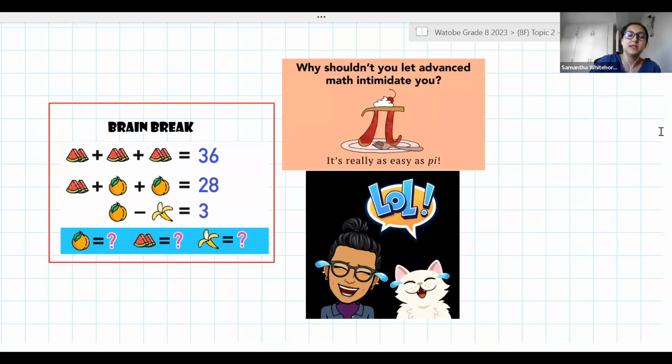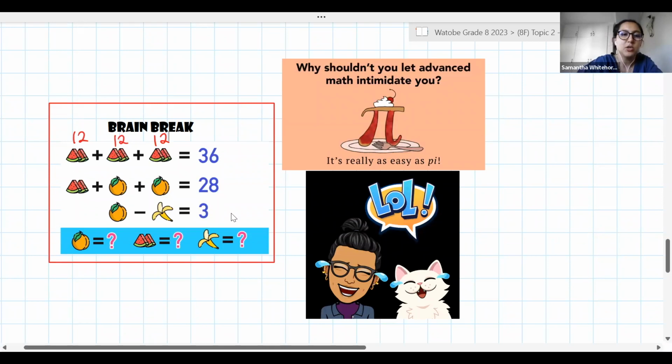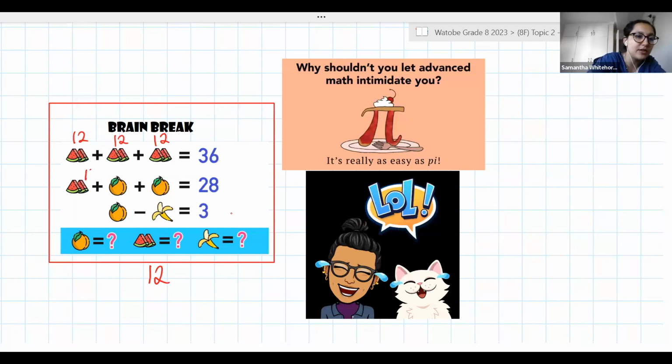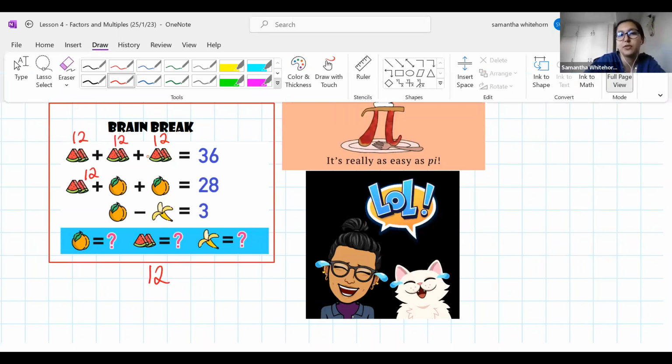Okay, Tingle, do you want to help us out here? Yes, ma'am. For the first one, it is 36. So if you divide 36 by 3, it's 12. Perfect, and I like that thinking there. We know that we're adding the same thing 3 times, which is why Tingle said divide by 3. And so each of those watermelons is 12. So now we know the watermelon is 12. And so every time I see a watermelon, I know I'm working with the value 12.